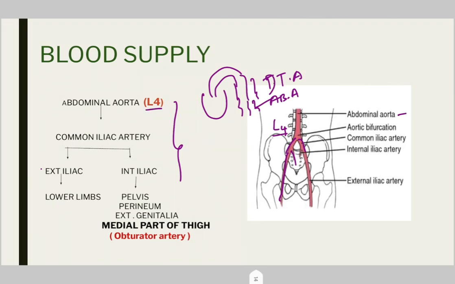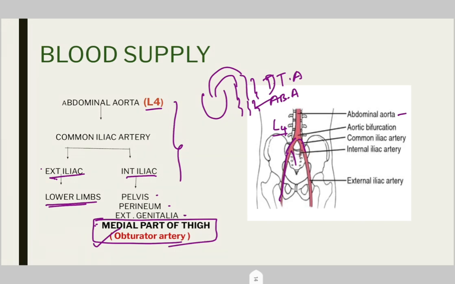Abdominal aorta at the level of L4 divides into common iliac arteries, which further divide into external and internal iliac arteries. So the external iliac will supply the lower limbs, and the internal iliac will supply the pelvis, perineum, and external genitalia. And you need to specifically note this, that internal iliac also supplies the medial part of thigh. Which branch of internal iliac? That is the obturator artery, which supplies the medial part of thigh.